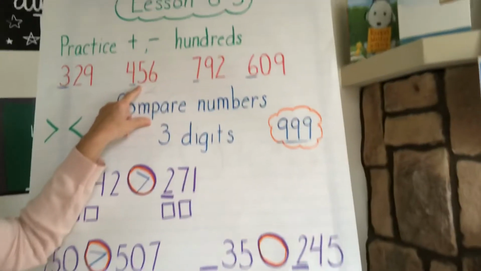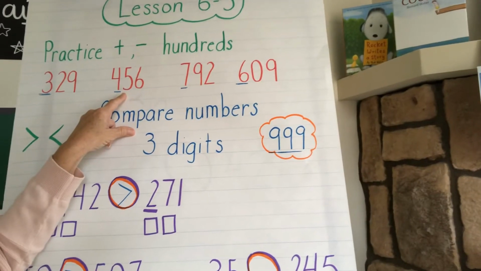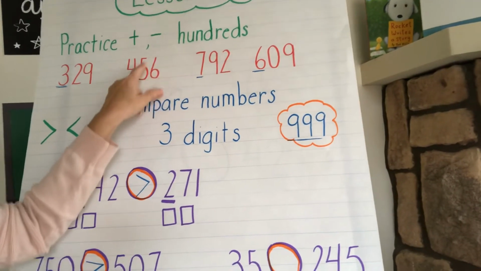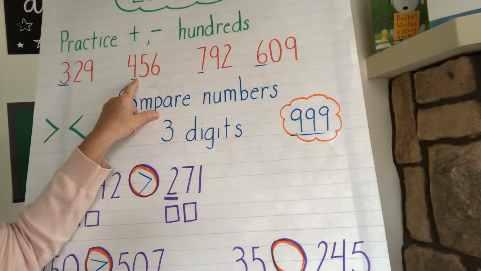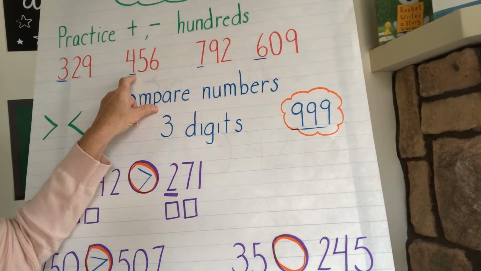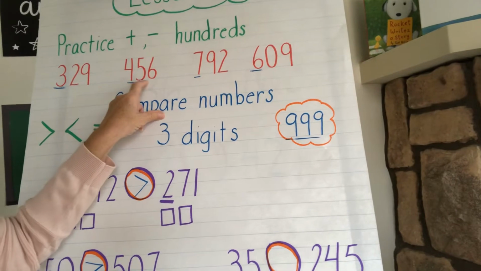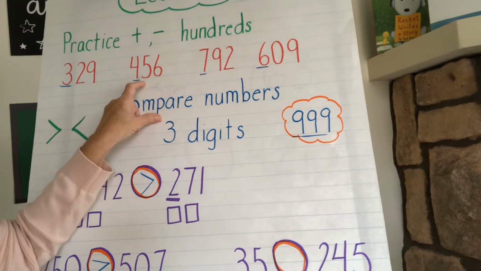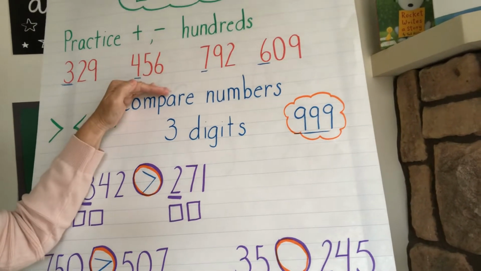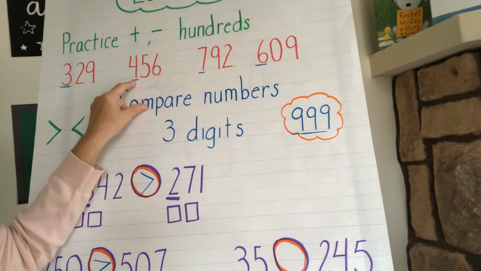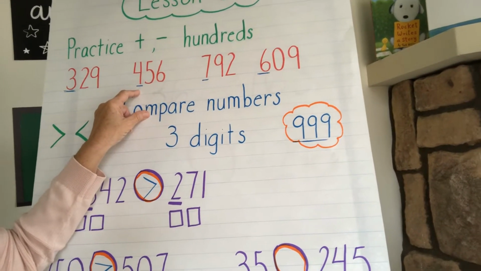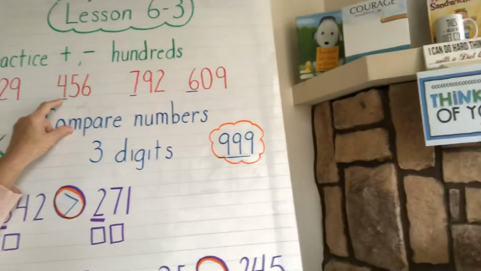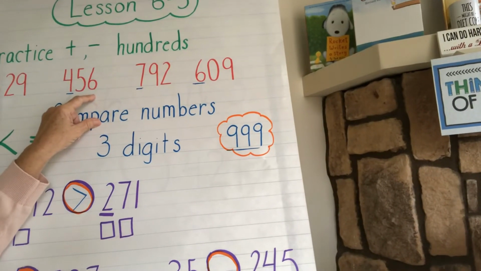Let's look at 456. And my eyes again are going to go right to the hundreds. If I'm adding 100, my answer is going to be, you say it first, 556. Good job. If I'm subtracting 100, I'm going to look at my hundreds. 4 take away 1 is 3, exactly. So our answer is 356.